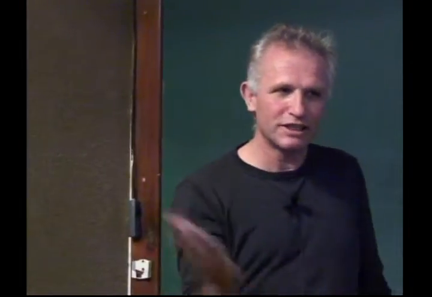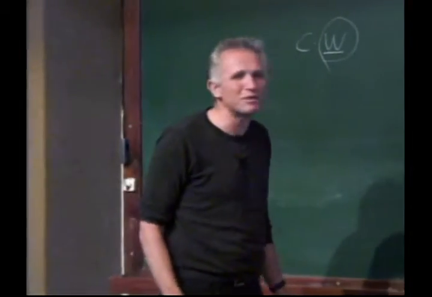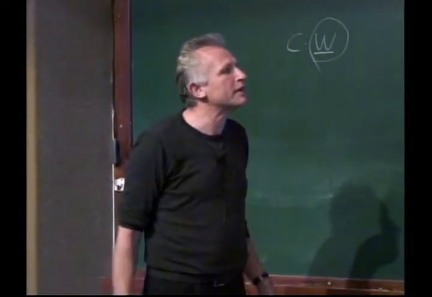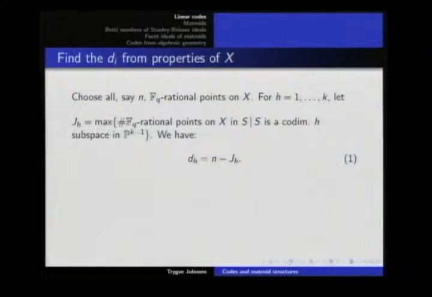So you sort of scan the variety with all these subspaces, and you look at the maximum result that you get when you scan for each codimension. And then it turns out that this D_H gives you that number. That's really only linear algebra when you get into it. Okay, so certain properties of the variety give you properties of the code.